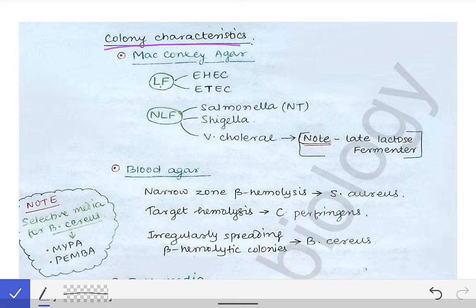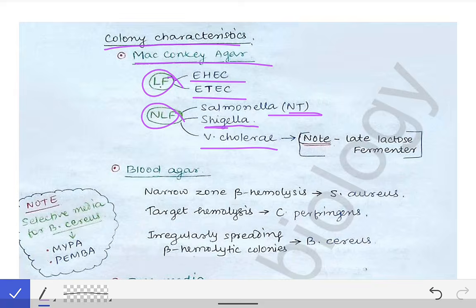So the colony characteristic that we see in the MacConkey agar, there may be lactose fermentation or there may be non-lactose fermenting pale colonies. So if there is lactose fermentation, that means if we are seeing the pink colonies out there on the MacConkey agar, we may think of there is E. coli infection. That E. coli may be enterohemorrhagic E. coli or the enterotoxigenic E. coli. Okay, and if there is non-lactose fermenting pale colonies, then we may think of the salmonella, that is the non-typhoidal salmonella, and then Shigella or the Vibrio cholerae.